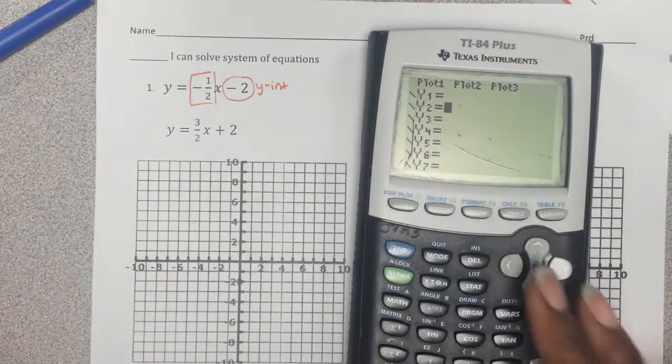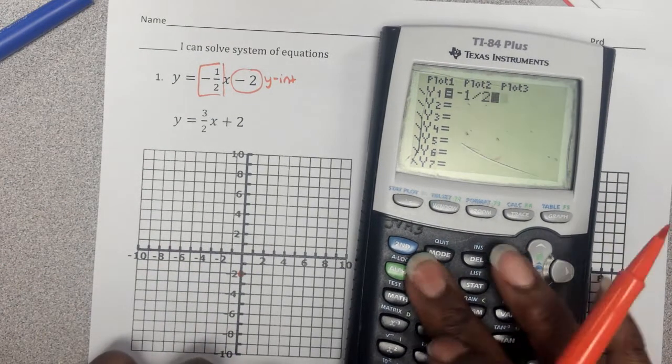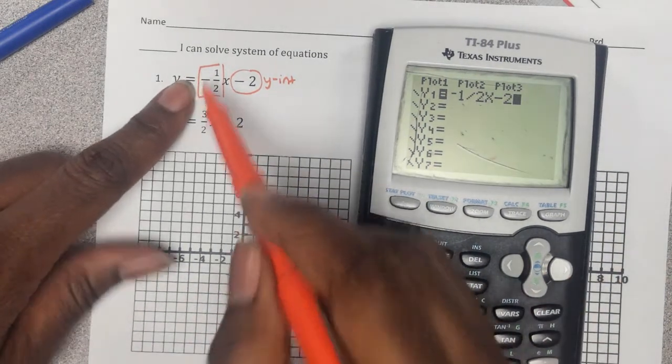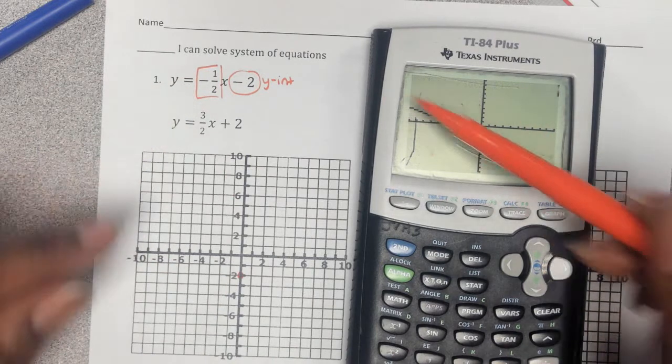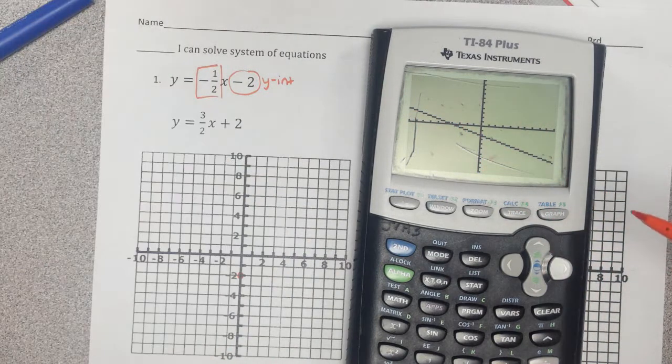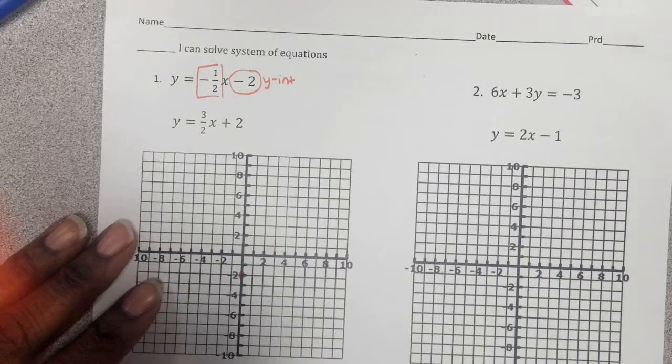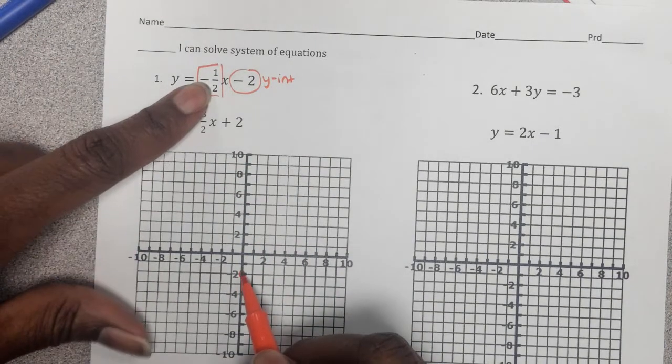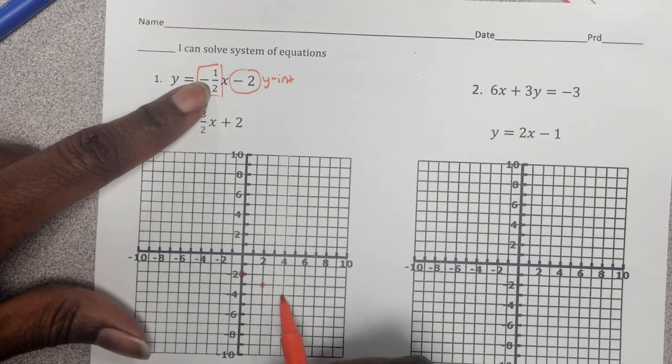So I told them, if you put it in your calculator, because some people are confused on which way the slope goes, just press graph. Okay, so we know this one should be a negative slope. It should be going down that way. So from here, it's down 1, over 2, down 1, over 2, down 1, over 2.